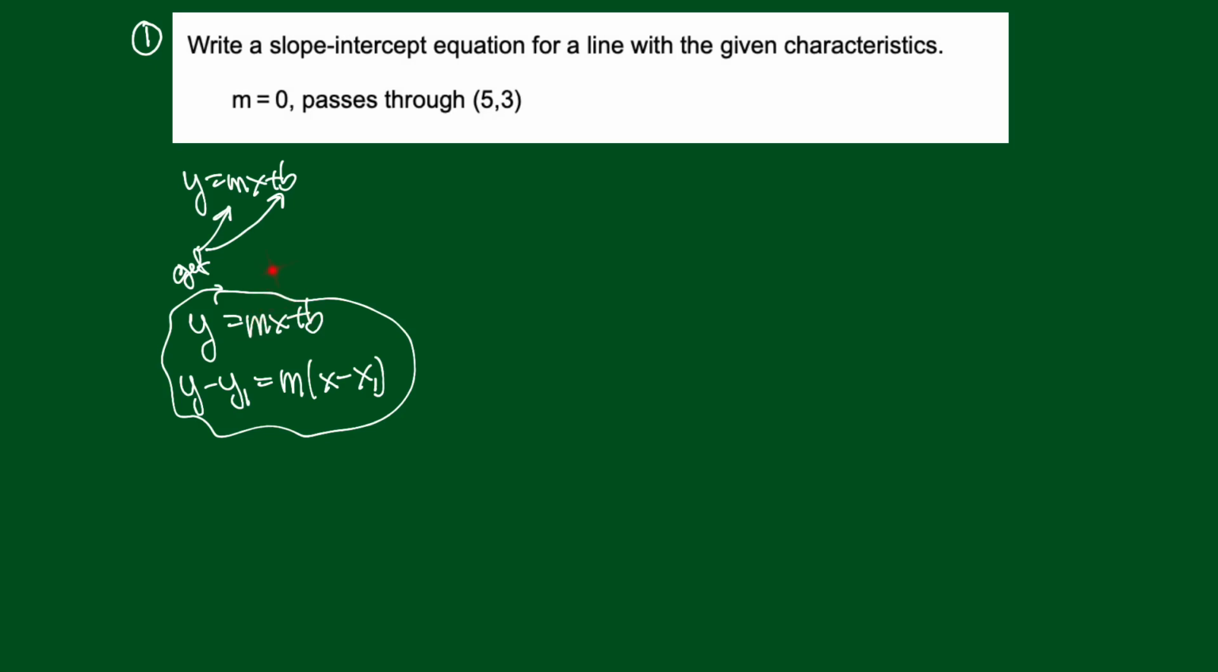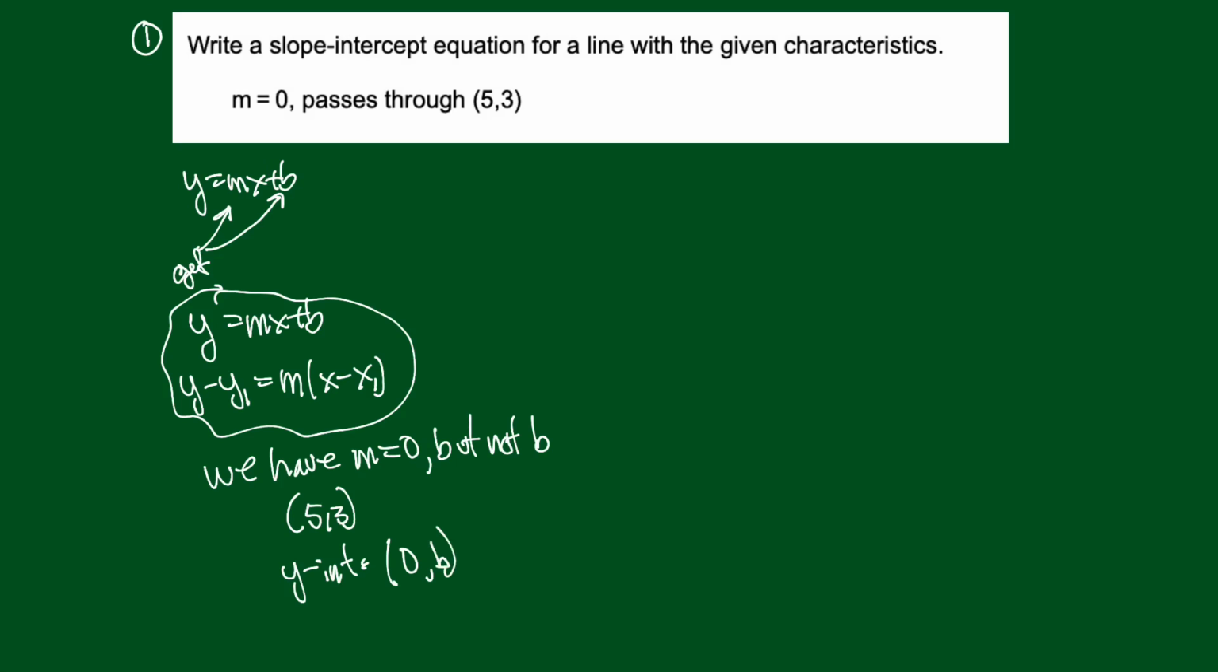Now, it turns out we have m, so we have m equals 0, but not b. We don't have b because we have this point here, 5, 3. The y-intercept always looks like 0 something. It's where the line crosses the y-axis. So you're not to the left of the y-axis, and you're not to the right. The y-intercept always starts here with a 0.